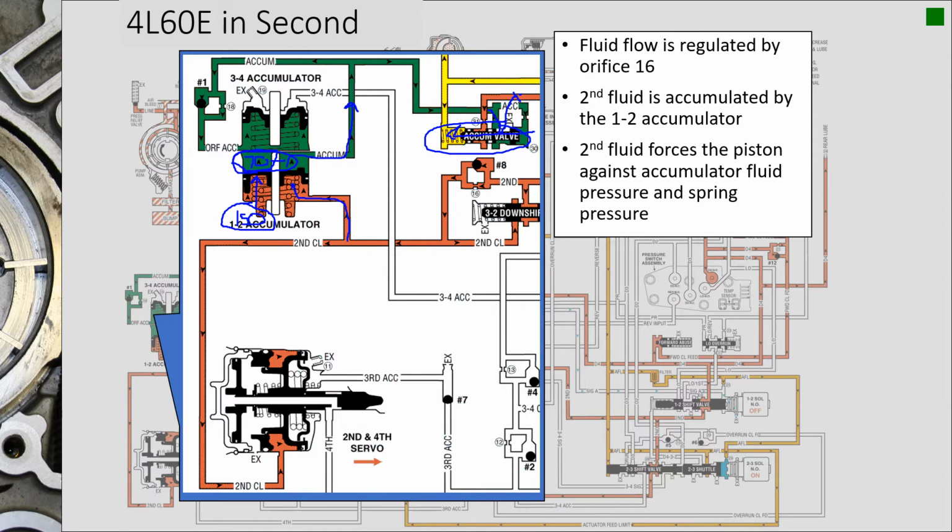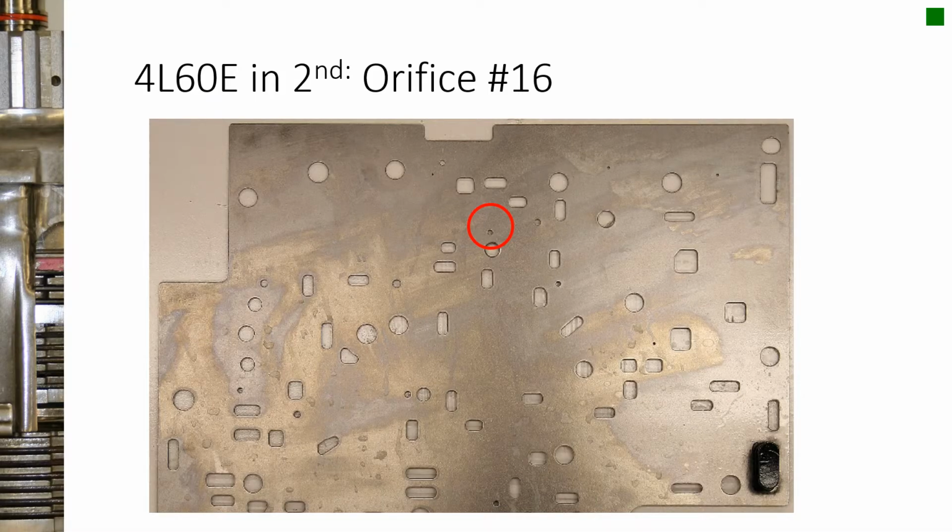And you can imagine if I'm at light throttle or heavy throttle, since the torque signal has the ability of changing the accumulator pressure, I can change the amount of accumulator pressure on the other side of the accumulator piston, and then I get a varying effect on my 1-2 accumulator to kind of handle the different loads and output of my engine. That is orifice number 16. So all the fluid that goes into the second clutch servo circuit has to squeeze through that orifice.